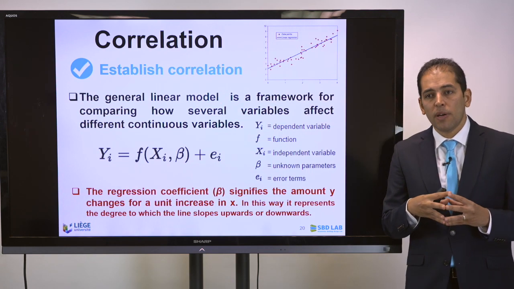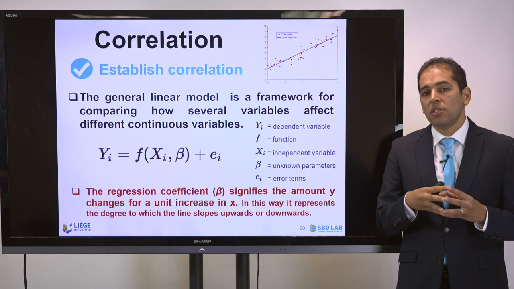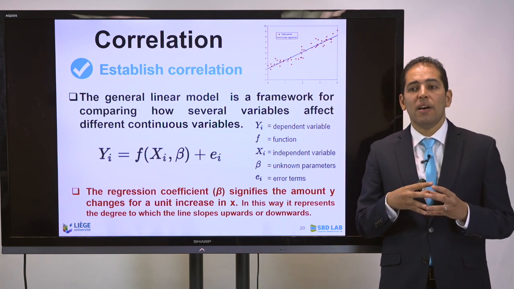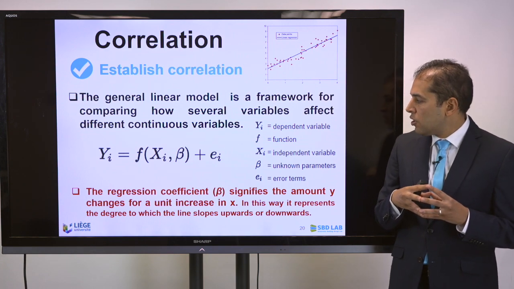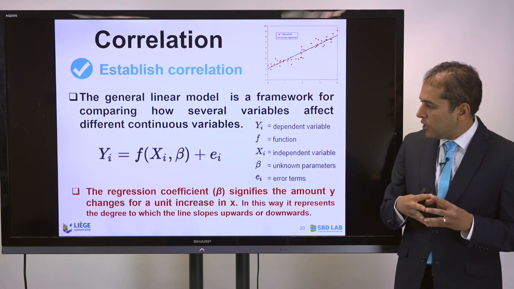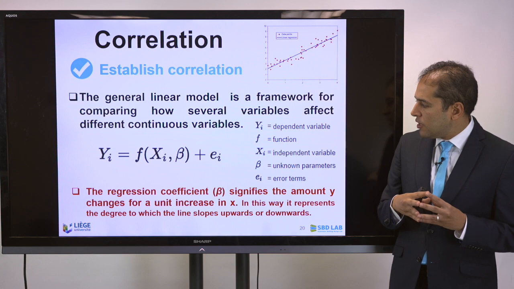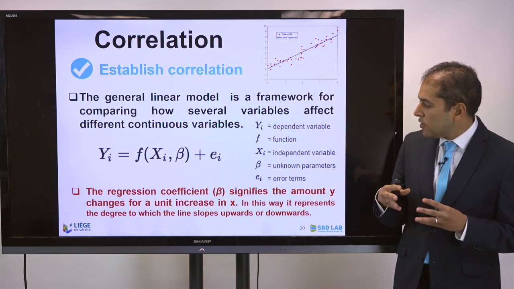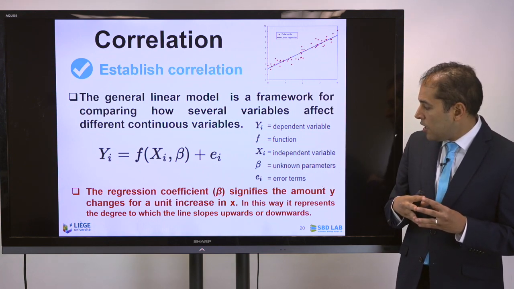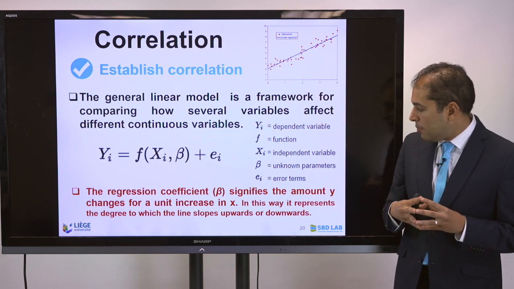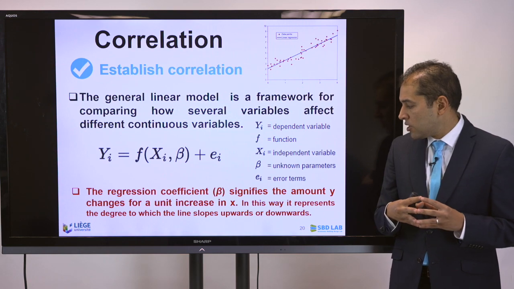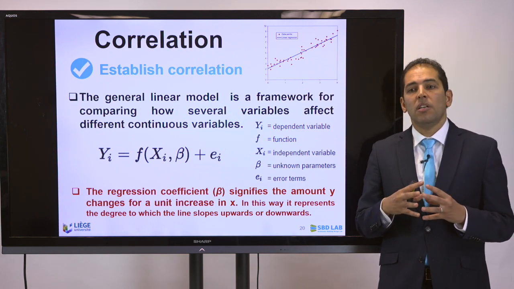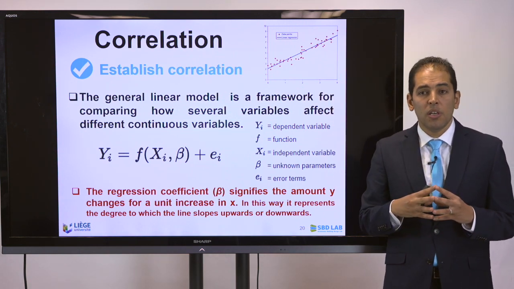And also, as part of our correlation analysis, we need to understand that the general linear model is a framework for comparing how several variables affect different continuous variables. Then we can have the equation of the dependent variable equal the function of the independent variable and the unknown parameter plus the error terms. Based on this equation, we can establish this correlation and describe it mathematically.